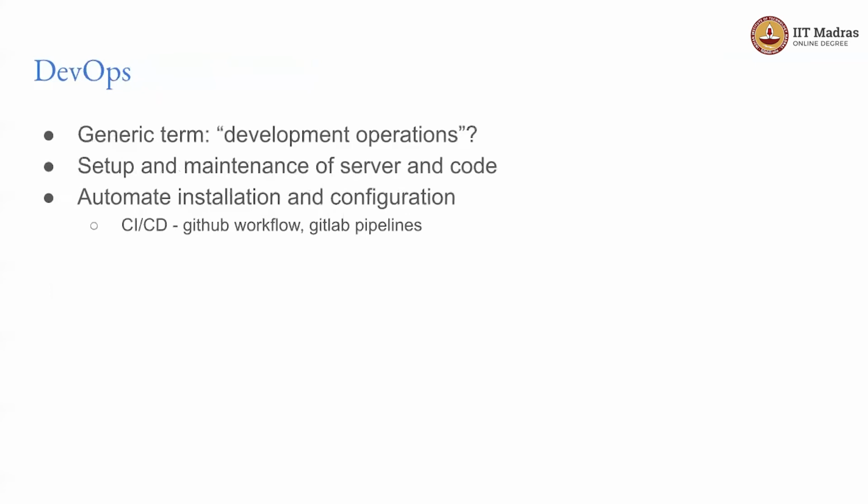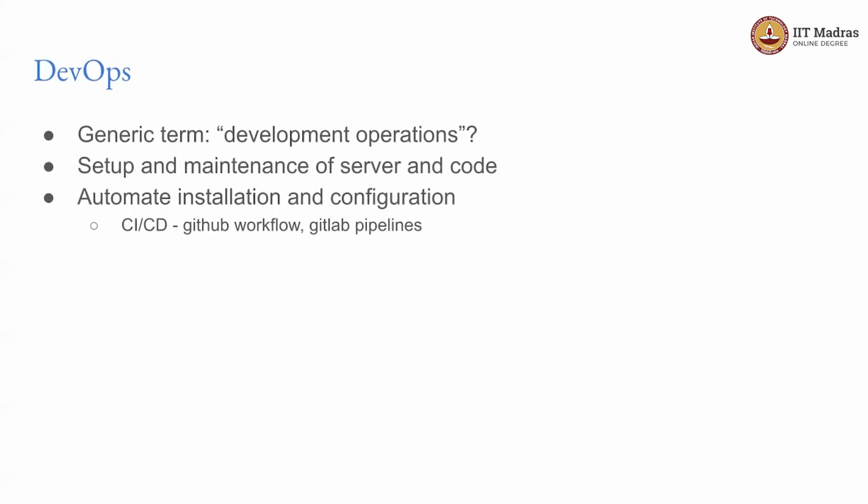Now, DevOps in general is a somewhat generic term, right? What exactly does it mean? Is it development operations, developer operations? The point is, it mainly refers to things that are involved in setting up and maintaining servers and also deployment of the code, right? And one of the most important things that you need to keep in mind when looking at this is, how do you automate as much as possible?